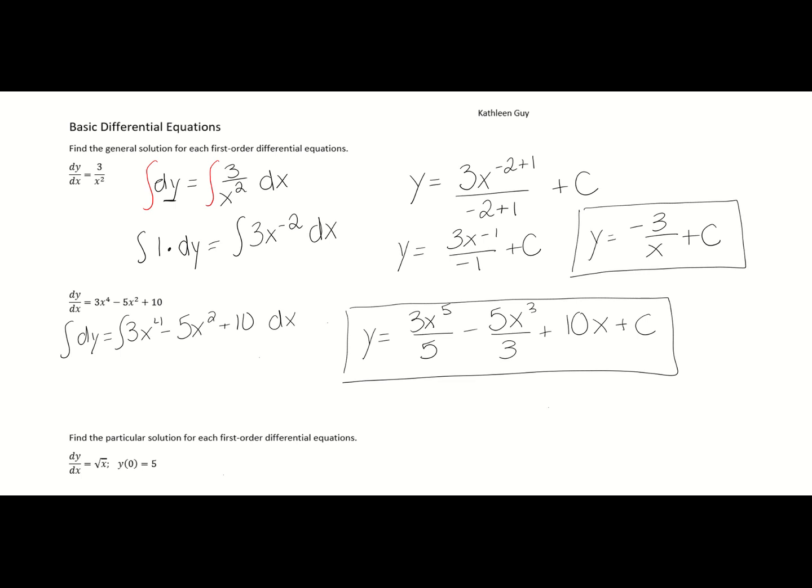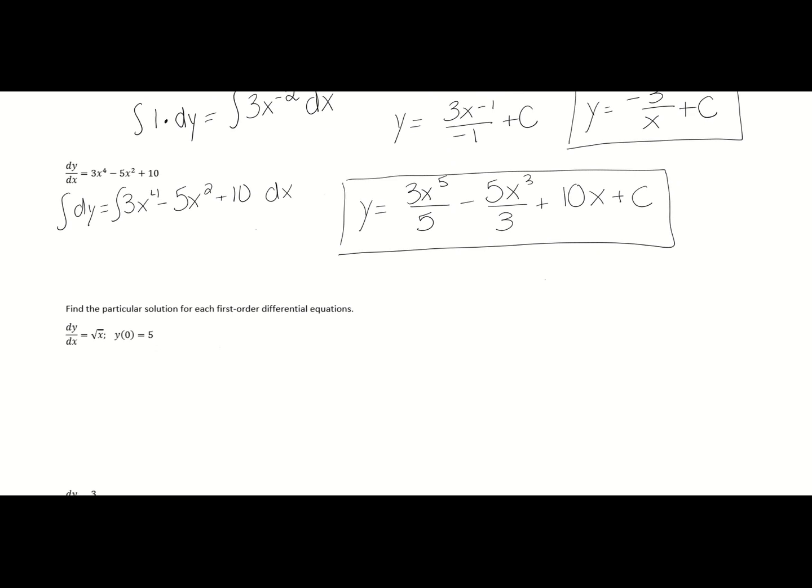my general solution. Okay, let's take a look now when the instructions change to find a particular solution. What it means when you want to find a particular solution is you're going to have a specific c. So you have a specific initial condition. You start off the problem exactly the same. So I'm going to have dy is equal to the square root of x dx. You're going to take the integral of both sides.